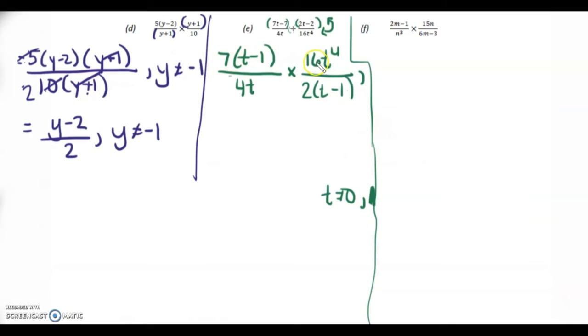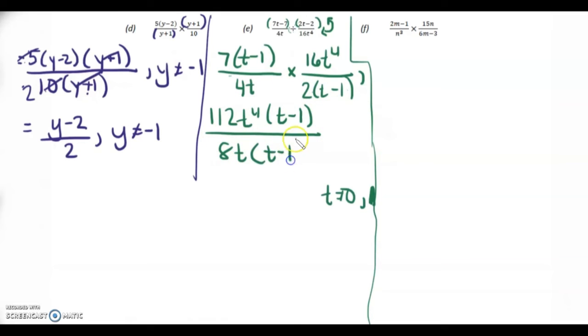Okay, so we're going to go 7 times 16, and then we'll do t4. So 112 t to the exponent 4, t minus 1, and that's all going to be over 8t, t minus 1. Okay, at this point, I'm going to cross out the t minus 1s. This 4 goes to a 3, and the 112 divides by 8, it's 14. So I get 14 t to the 3, such that t does not equal 0 or 1.